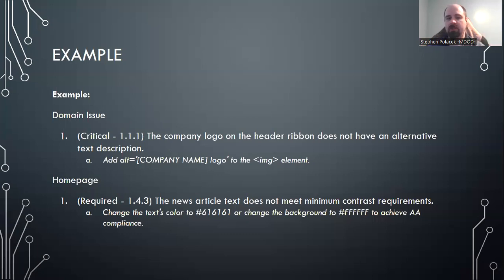And then our second example is just on the homepage itself, where we have a required item because it's a AA requirement, 1.4.3, which is color contrast. News article text does not meet minimum contrast requirements. And our suggested solution is one of two things. You can either change the text color to #616161, or change the background to #FFFFFF to achieve AA compliance. In this case, again, that's a 4.5 to 1 ratio. Don't actually test those colors. I'm pretty sure they don't actually match, but this is an example, so we're working with it.